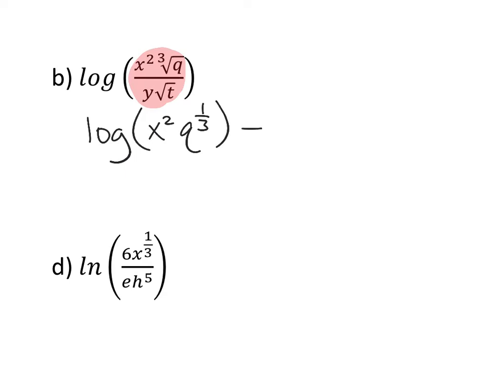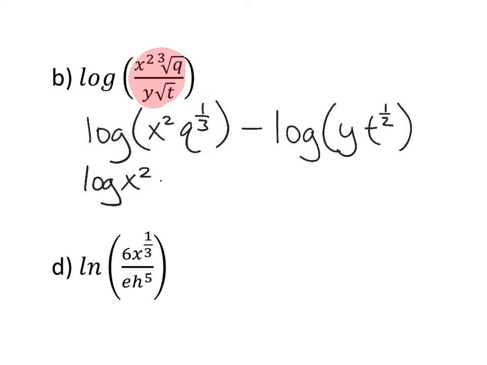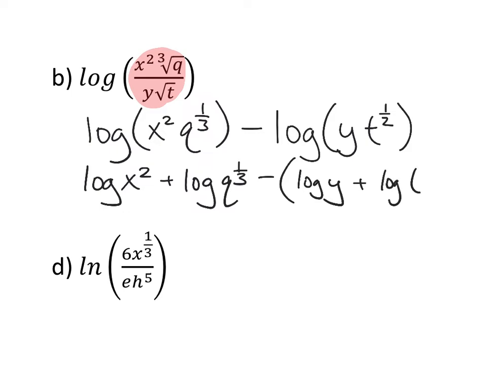Okay. And then I'm going to subtract the logarithm of the denominator. Y and then t to the 1/2. Again, do we know where the 1/2 came from? Yeah. The square root, there's a 2 right here as an index and a 1. So 1 top, 2 bottom. Okay. So I've separated it top and bottom. But then inside both of these, I still have a multiplication problem. So I would expand it one more time. This would be the logarithm of x squared plus the logarithm of q to the 1/3 minus the logarithm of y and the logarithm of t to the 1/2.